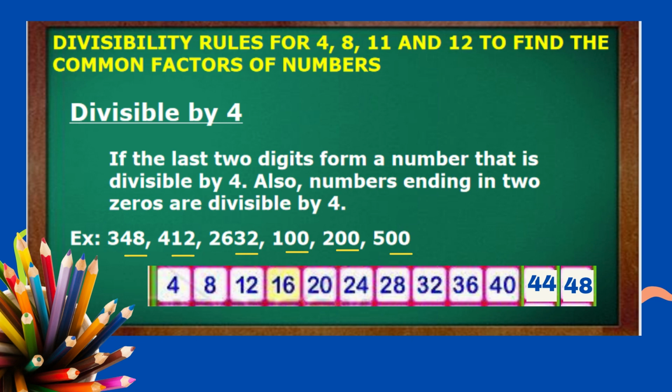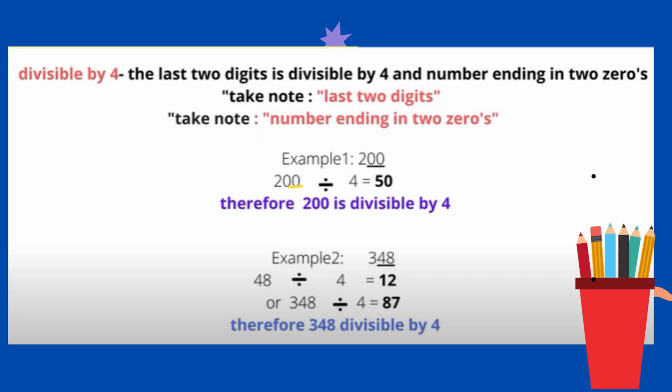Next, 500. 500 hatiin sa 4 ay 125. Another example, 200. 200 hatiin sa 4 ay 50. So napapansin nyo, the examples are 100, 200, 500. They are ending in 2 zeros. So it's exactly divisible by 4. Ang tatandaan po natin, last 2 digits ay divisible by 4. Another, numbers ending in 2 zeros are divisible by 4.